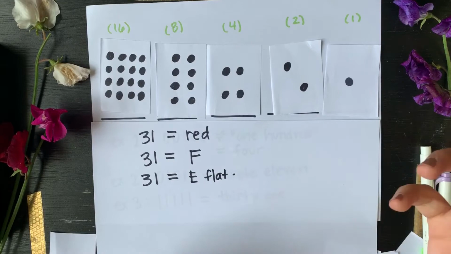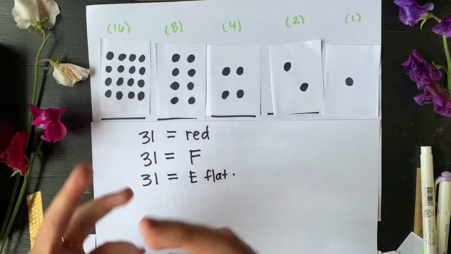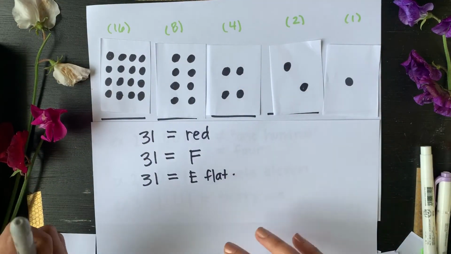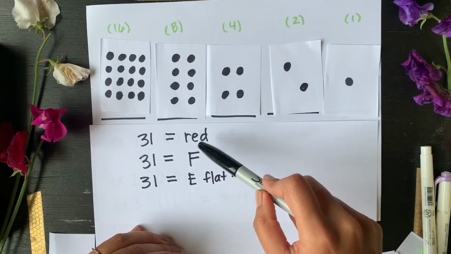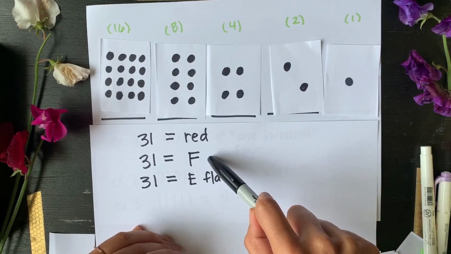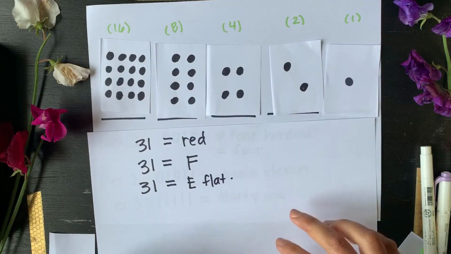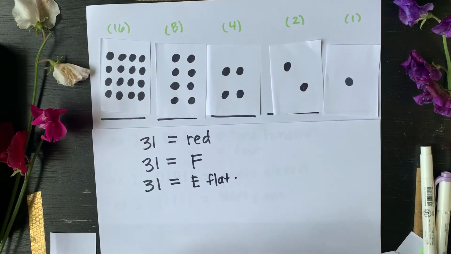So then the computer is able to read these ones and zeros so quickly that we can give it a lot of information, a lot of different colors or sounds or letters to translate very quickly. And that's all the computer's processing.